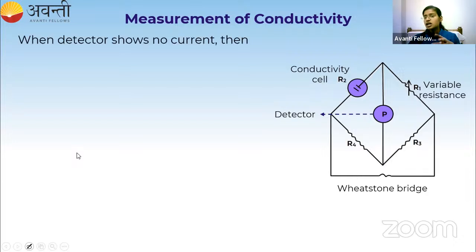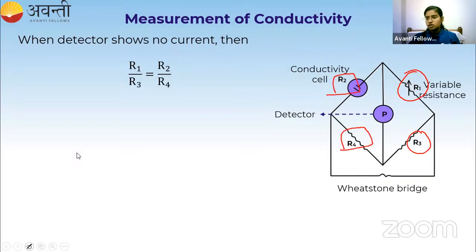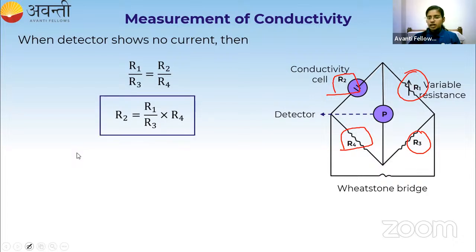When the detector shows no current, for all these four resistors, R1 by R3 will be equal to R2 by R4. Now I can rearrange this and get the value of R2 alone, which is R1 by R3 into R4. This is the formula to find the resistance of the conductivity cell when the detector shows no current.